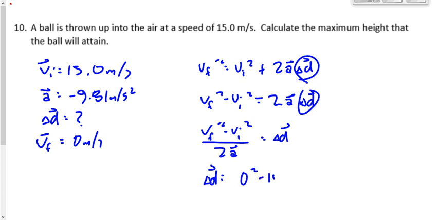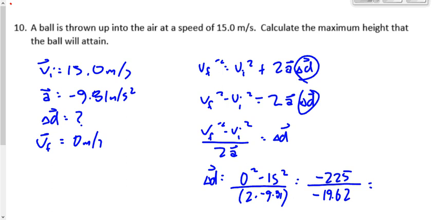0 squared minus 15 squared over 2 times negative 9.81. So I get negative 225 on the top over negative 19.62 on the bottom. And that gives me, what did I say for 10? I said negative 5.89 meters per second? It doesn't make any sense. Oh, I gave you the answer to number 11. What is it, 11.5? That's why you guys needed that gone over.